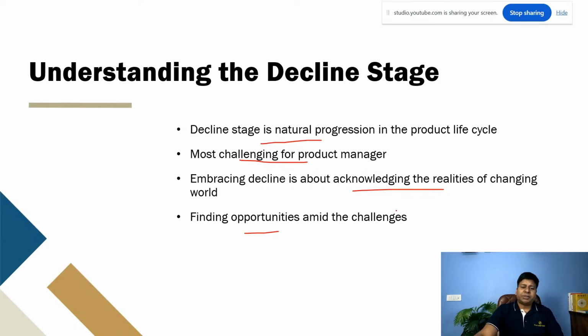And finding opportunity amid the challenges. Challenges are there, things are declining. We are sure about it, right? Now there are certain opportunities as well. So we need to take care of that: challenges are there, and challenges mean there is some opportunity. How? Let's see.